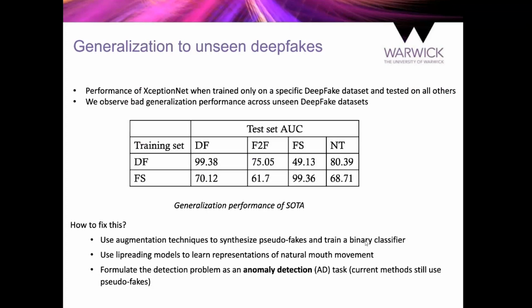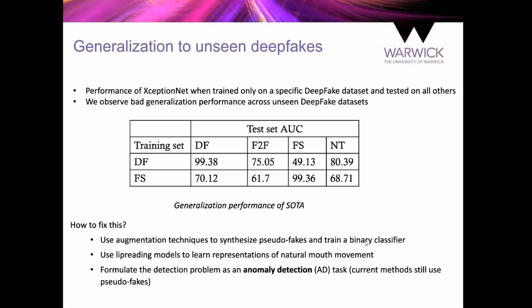People have tried fixing this in a number of ways. The first one, the most effective one, is using data augmentation techniques to synthesize pseudo deepfakes, which are later used to train a binary classifier. But that comes with the disadvantage that by synthesizing those pseudofakes, you make an assumption on how the artifacts of pseudofakes should look like, and that might also hinder, in some cases, the generalization performance.